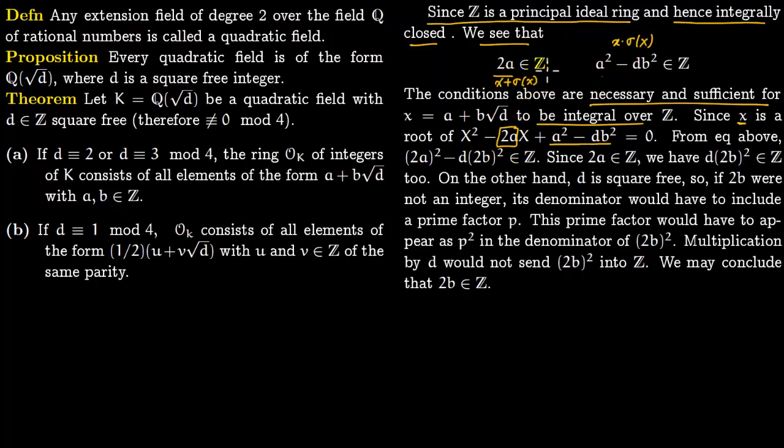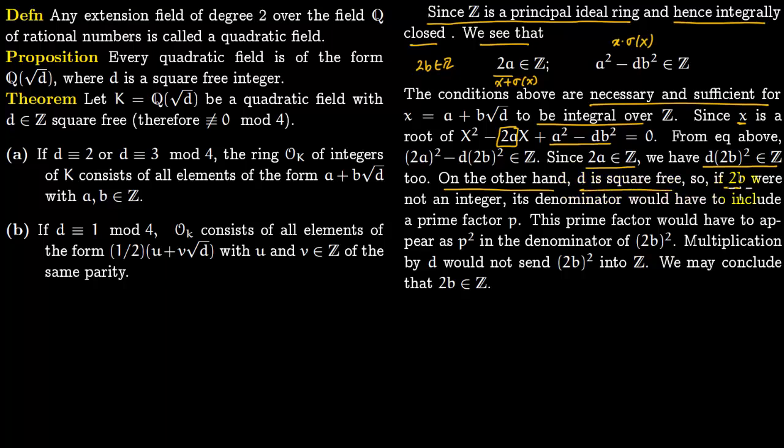So now our job is, we know that 2a is an integer, we want to show that 2b is also an integer. So from the equation above, we have a squared minus db squared. If we multiply by 2 here and 2 here, this will still be an integer, because if this is an integer, multiplication by 2 is not going to break anything. So you say 2a squared minus db squared will also be an integer. Now from here you already know that 2a is an integer. So if 2a is an integer, this entire thing is an integer, so this d times 2b squared is also an integer. Now we are already given that d is square free.